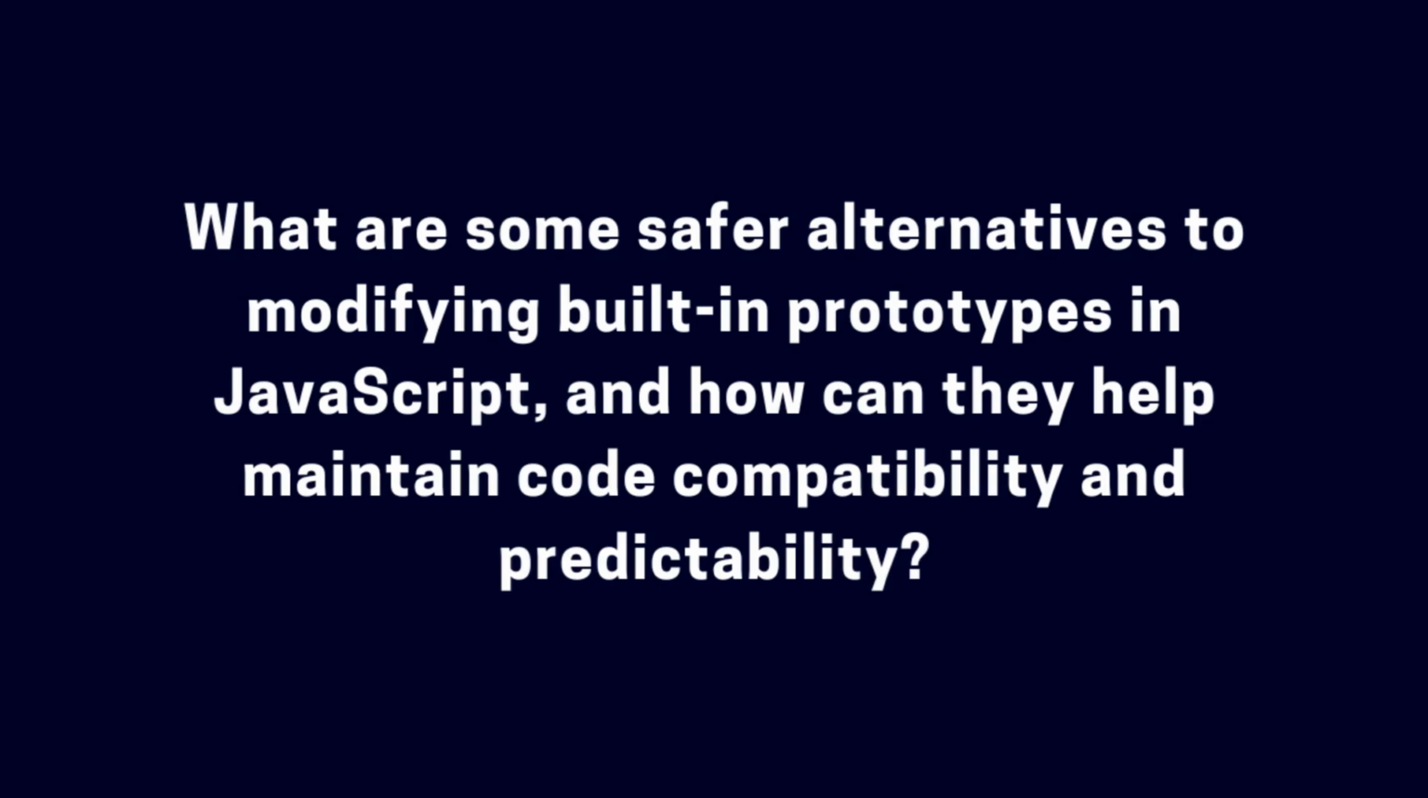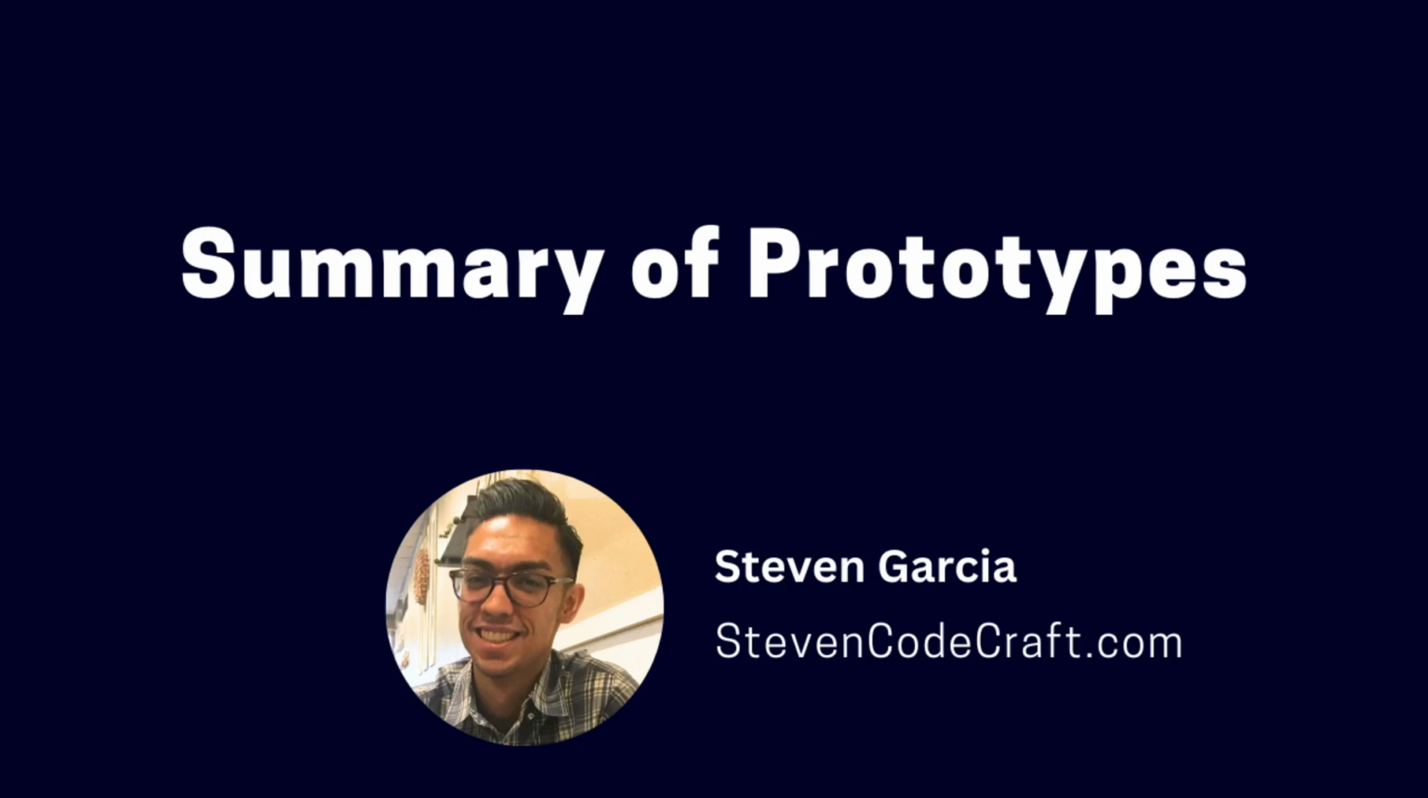You can also extend prototypes safely, so if you must extend a prototype, first check if the method already exists to avoid overriding existing functionality. These approaches help maintain code compatibility and predictability by preventing conflicts with existing or future code and ensuring your additions do not interfere with standard JavaScript behavior or third-party libraries.